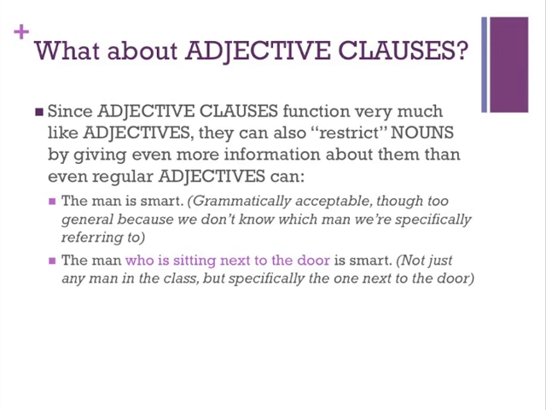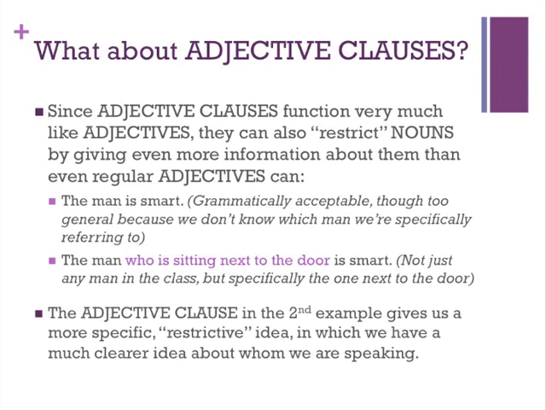But notice the moment we add an adjective clause, one that defines the man, who exactly are we talking about? Notice it becomes much more specific. Now it's not just any man, but specifically the one we see next to the door. So the adjective clause in the second example gives us a much more specific, or what we would refer to as restrictive idea, in which we have a much clearer idea about whom we are speaking.